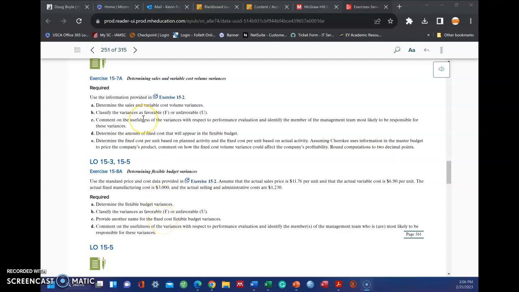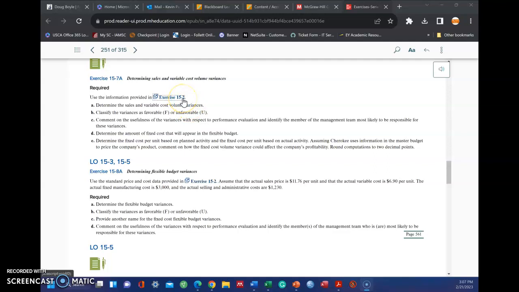This problem I'm going to work is 15-7A, and I have the problem pulled up. It's an important problem, not only for the homework, but also for the test. Problems in general could ask you about one of the variances and not all the variances. You need to be able to identify which one you're being asked about. This one, we're asked about volume variances first. Actually, in A and B, we're asked to do volume variance and label it as favorable or unfavorable.